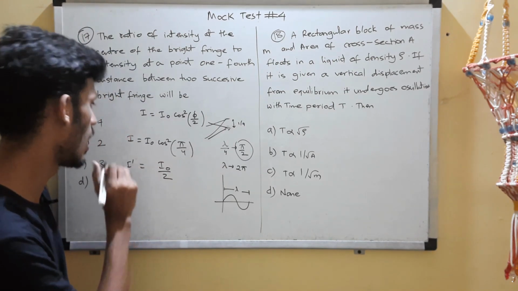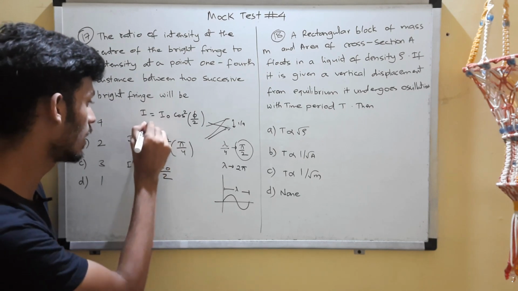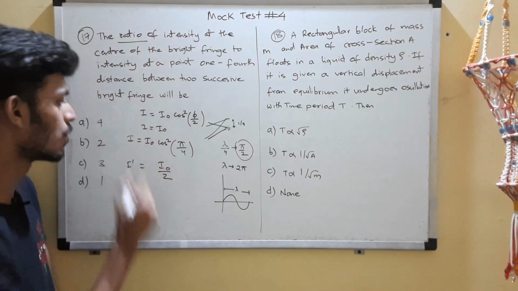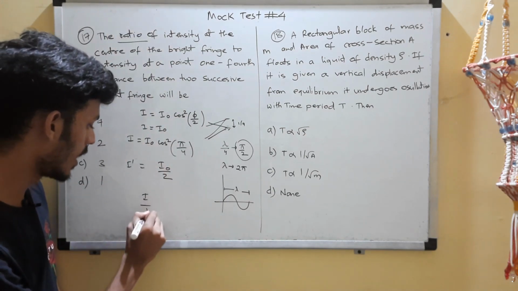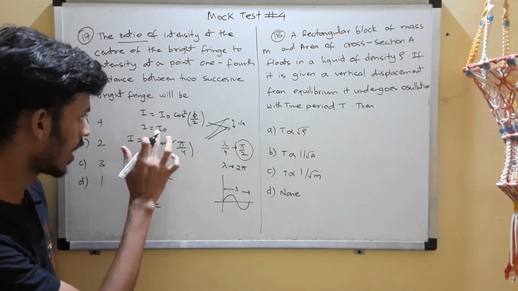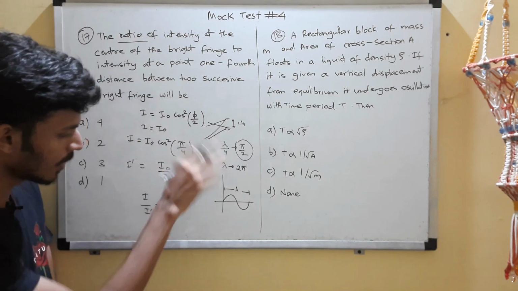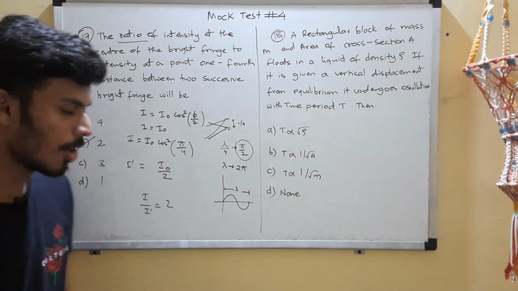And the intensity at the center is I naught. We are supposed to tell the ratio. So I by I dash is I naught divided by I naught by 2, which is 2. The 2 will go on top, and the ratio is 2.